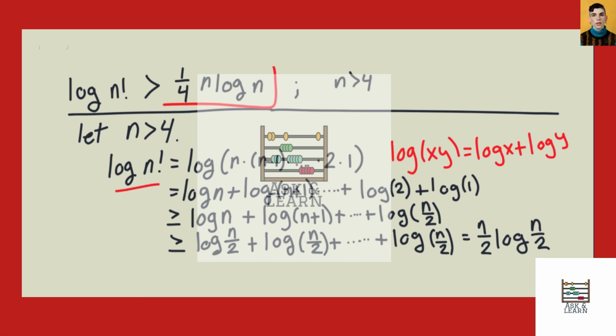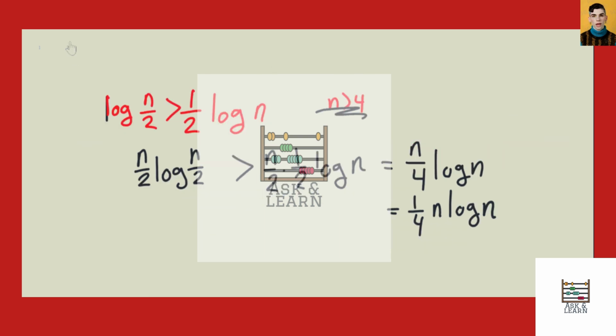So we started with the log of n factorial and showed that it was indeed strictly greater than this 1/4 n times log n. So that concludes the proof.